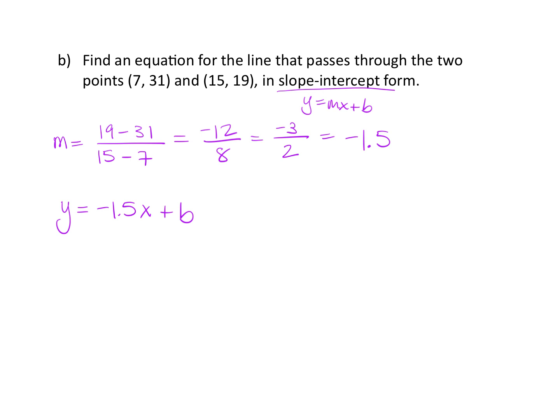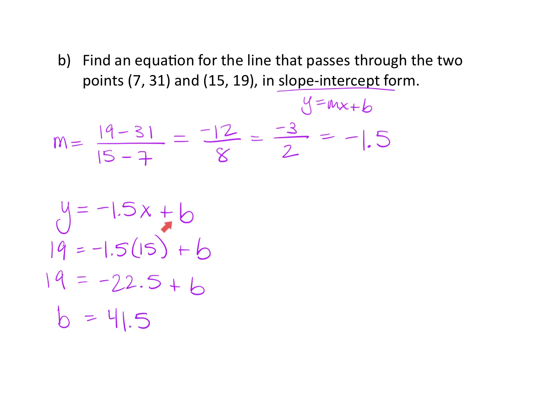So pick either point. I think I'll use the 15 comma 19. So I'm going to put 19 for y equals -1.5 times 15 plus b. -1.5 times 15 is -22.5. And I'm just going to add that to both sides to get b, which is 41.5.